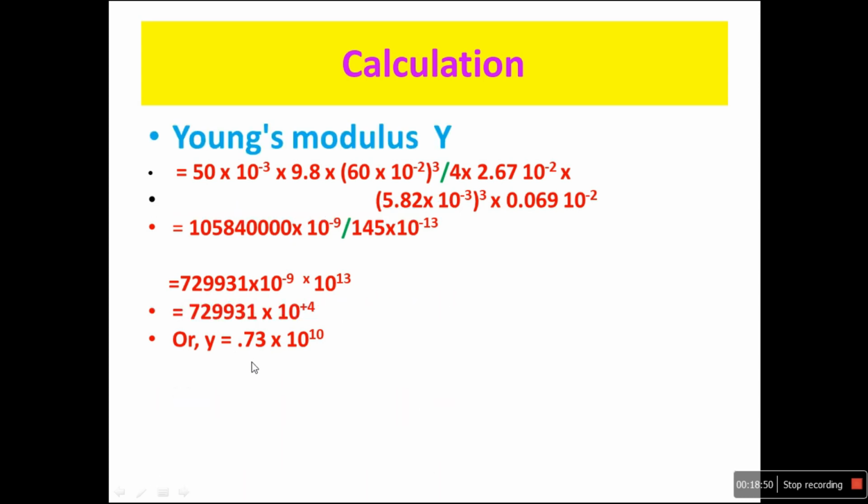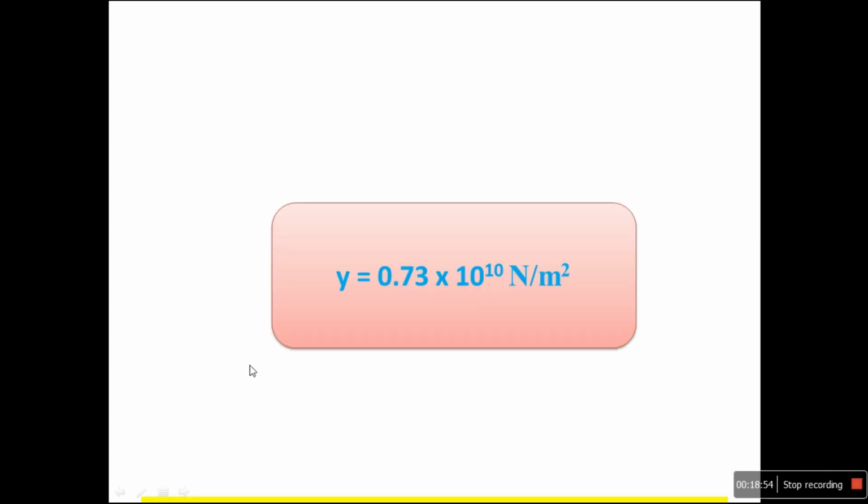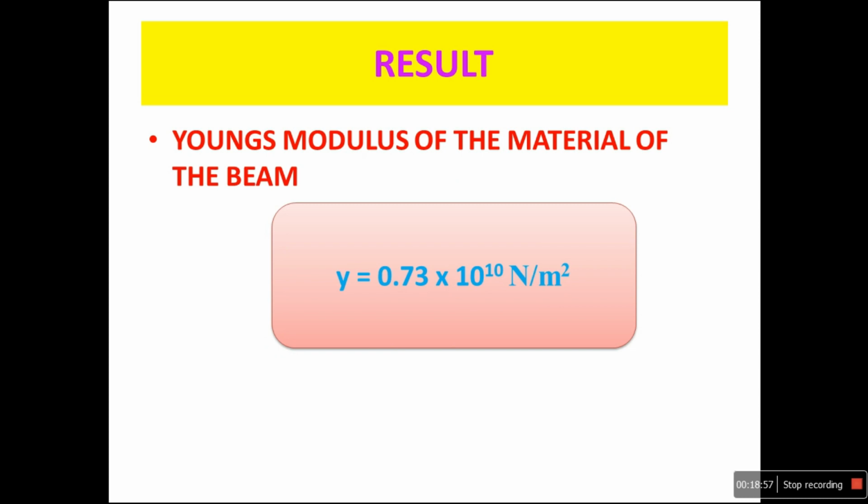Finally we write the result. So the Young's modulus of the material of the beam Y is equal to 0.73 into 10 power 10 Newton per meter square.